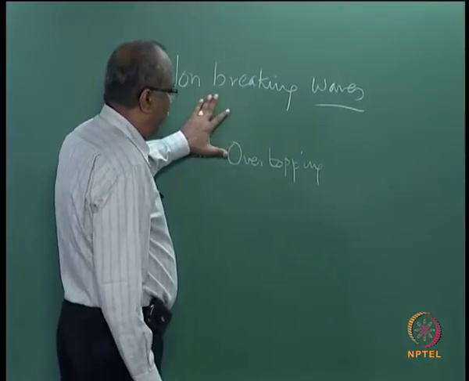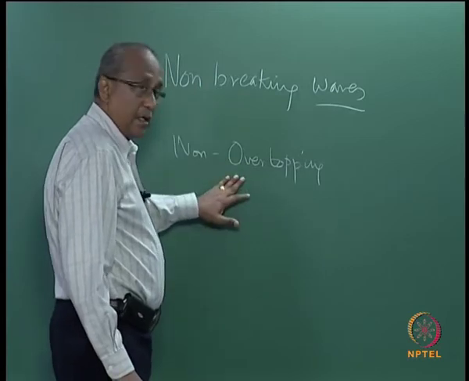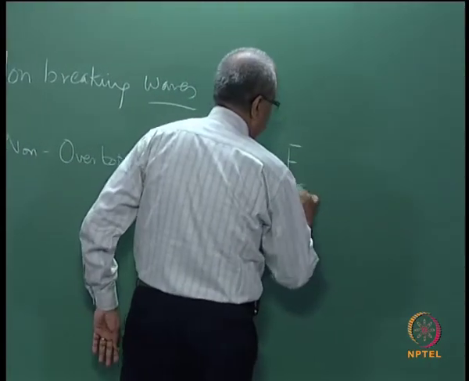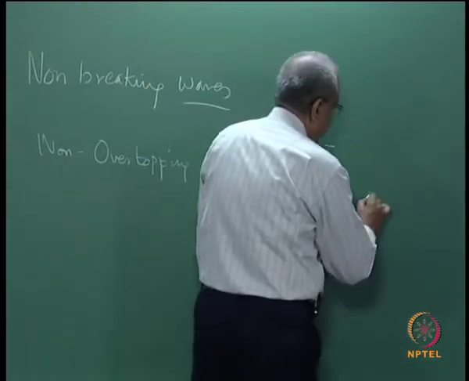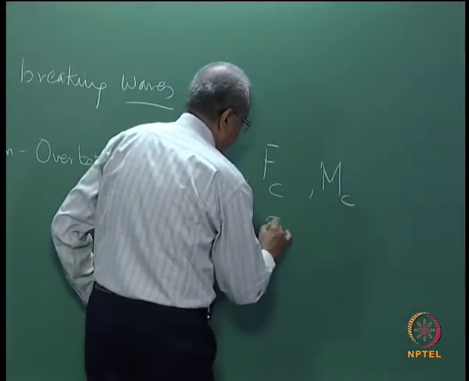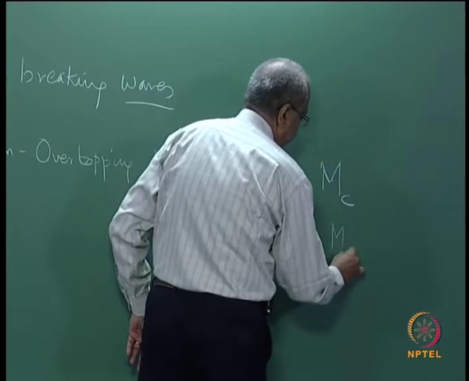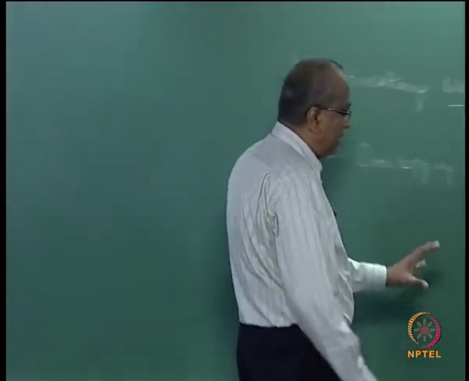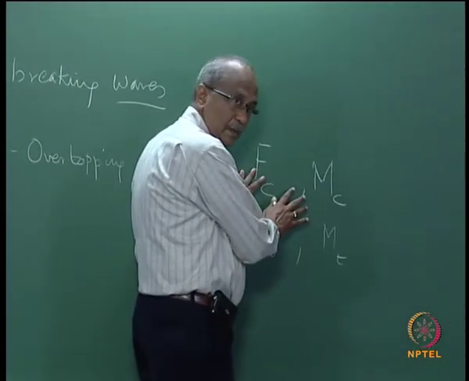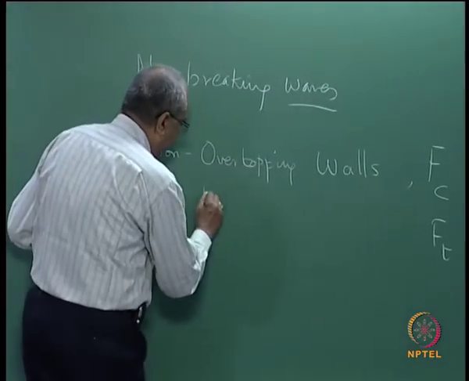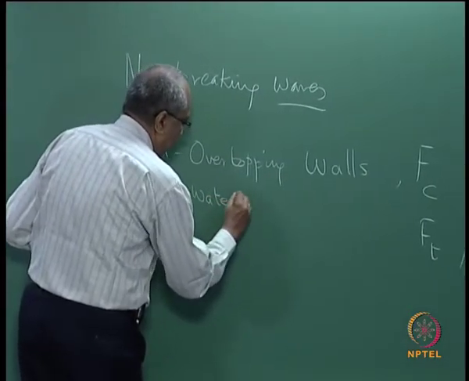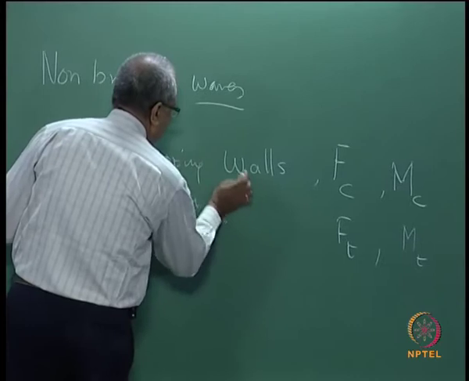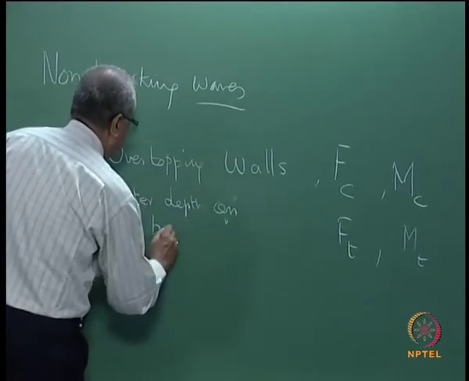For non-breaking waves acting on non-overtopping walls, you estimated Fc, Mc, Ft and Mt. Okay. So far this is okay, and all our results initially considered water depth on both sides same.